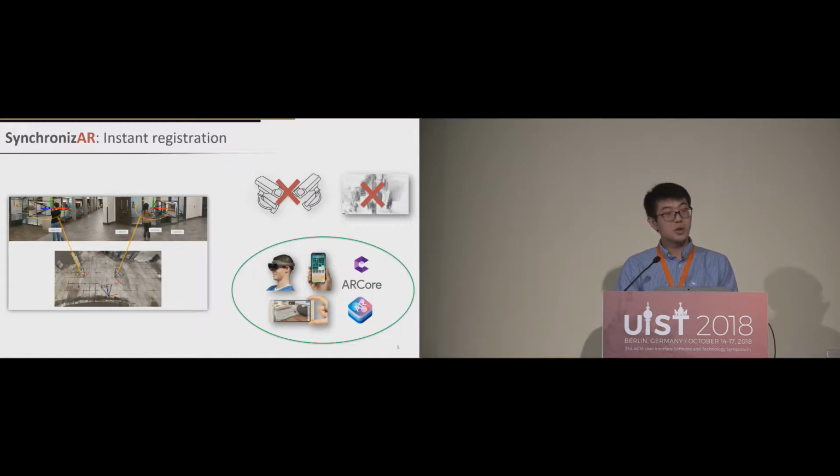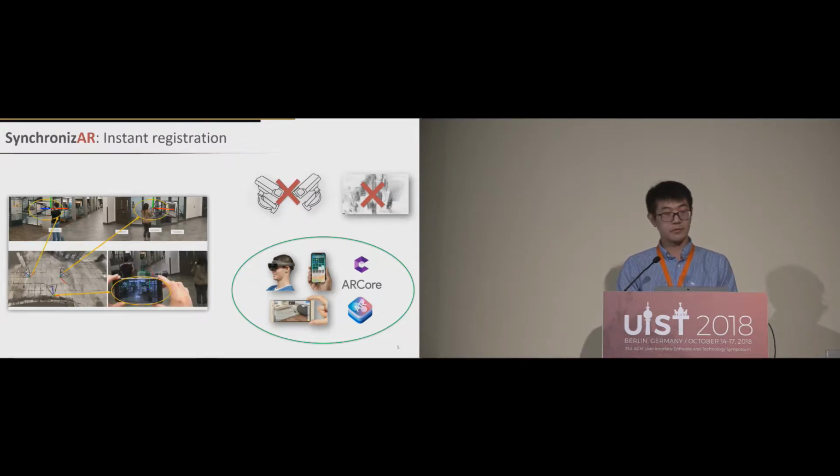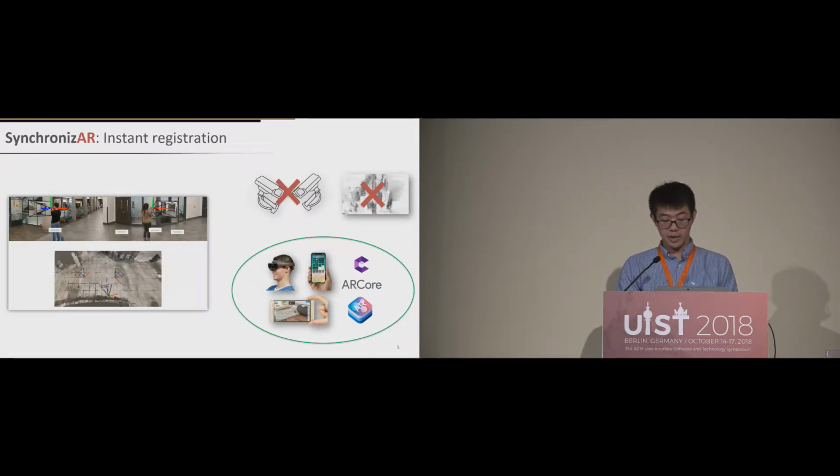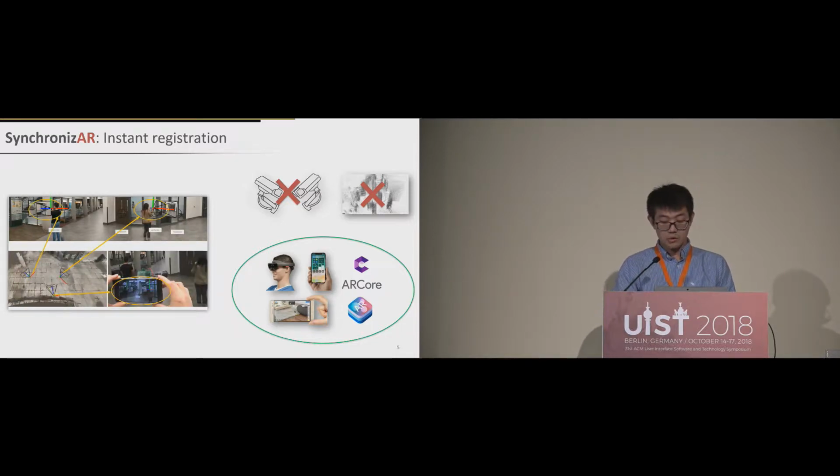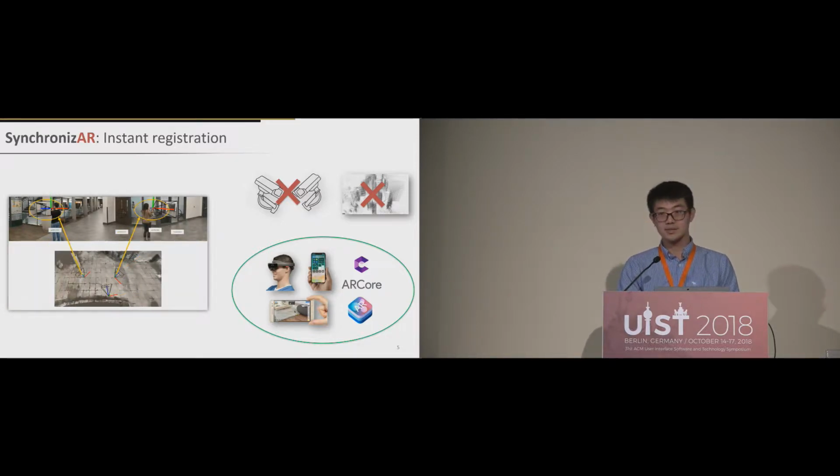SynchronizAR provides an indirect registration. Our approach does not rely on an external tracking system so that the user can freely enjoy the mobile AR. Unlike the cloud-based AR synchronization, we also do not require any existing maps. So our approach provides more flexibility against the dynamic environment. Also, we provide better privacy control as the maps may involve some sensitive information.